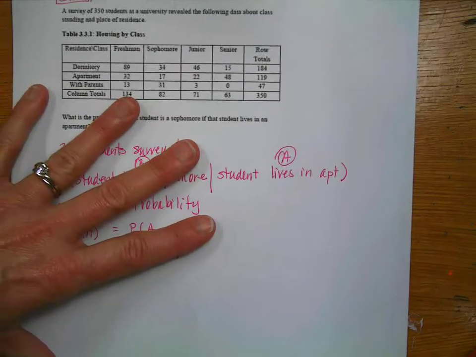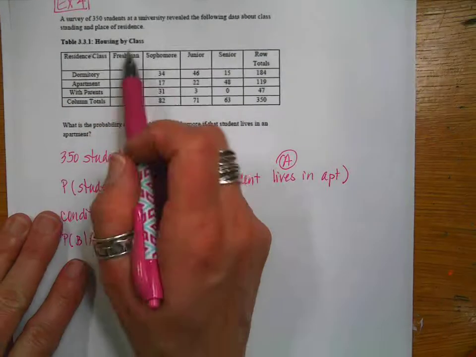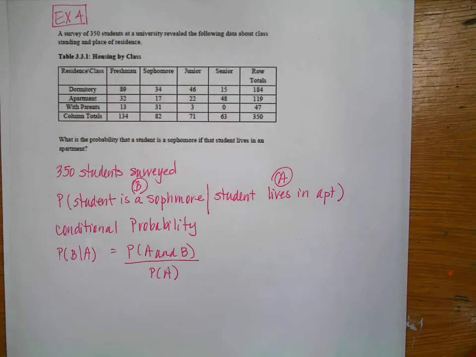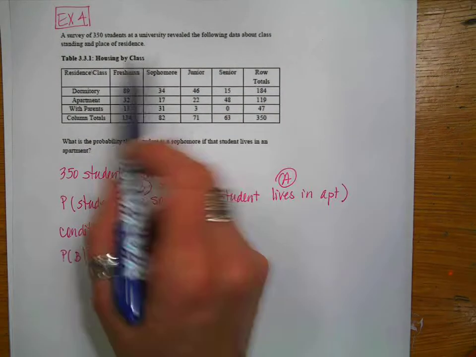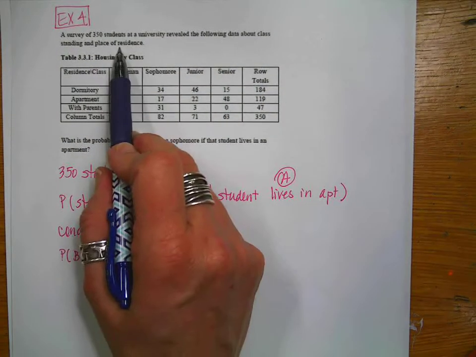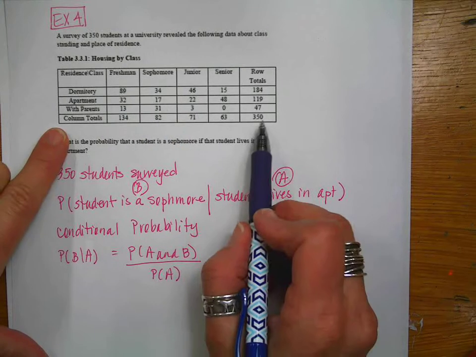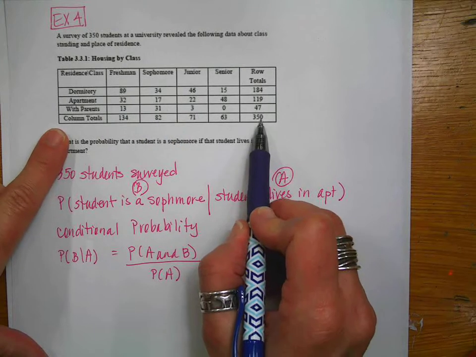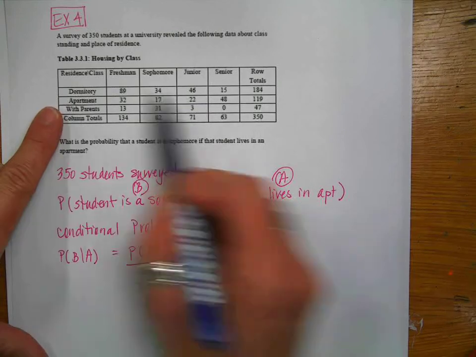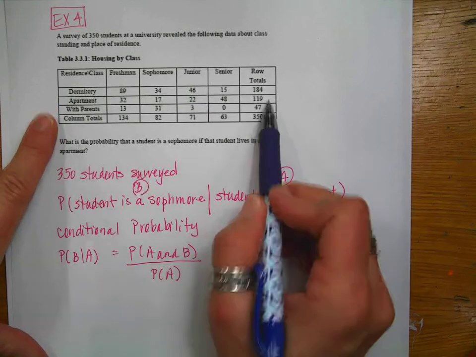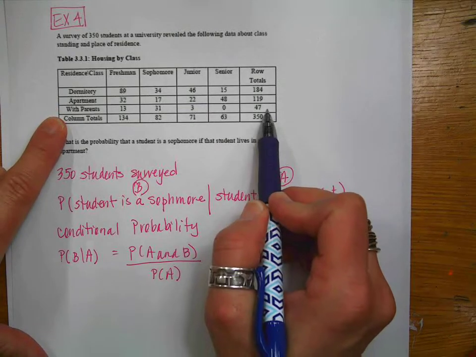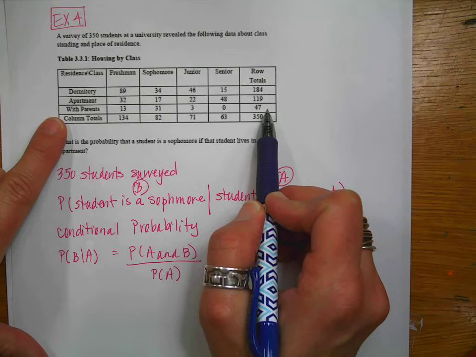Alrighty, so I have one more example for us, example number 4. In this one, a survey of 350 students at a university revealed that the following data is true. It's about class standing and place of residence, meaning where they are living while they're in college. If you'll notice, let's look at our table. I have 350 total people. I have people that are living in dorms, apartments, and with their parents.